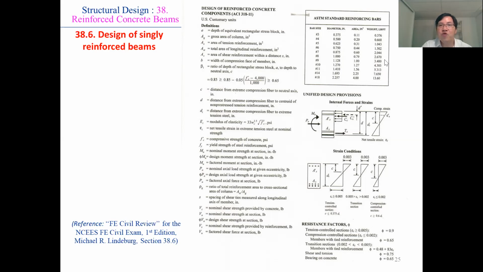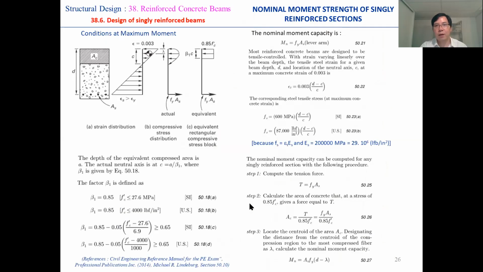And this table shows the ASTM standard reinforcing bars with different parameters: bar size, diameter, area, weight. And this one shows different parameters that you can use for the design of a singly reinforced beam. In this slide, I will show you some steps for the design of a singly reinforced beam.